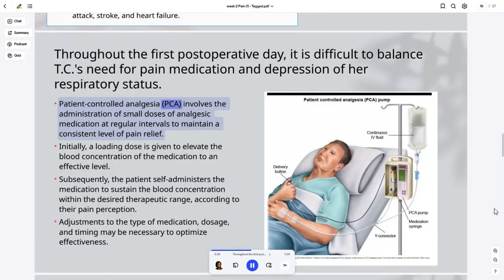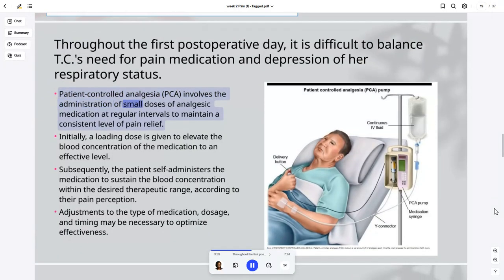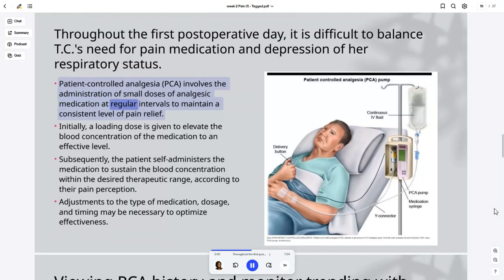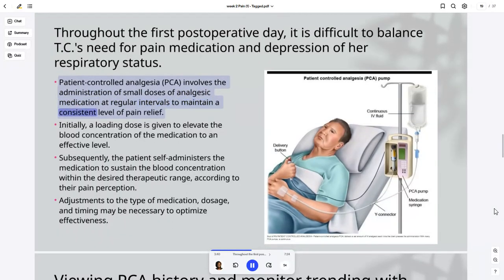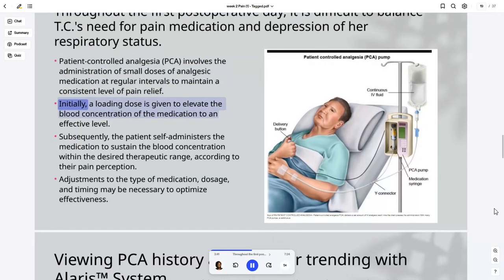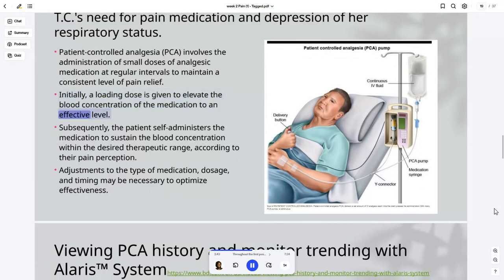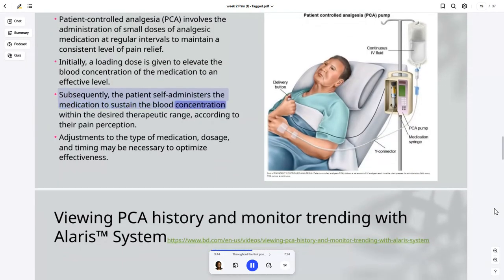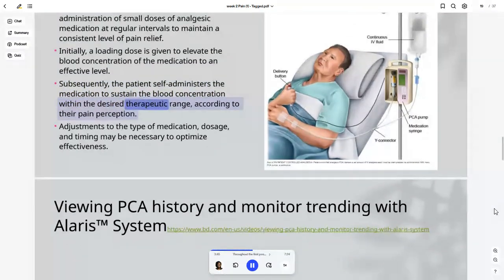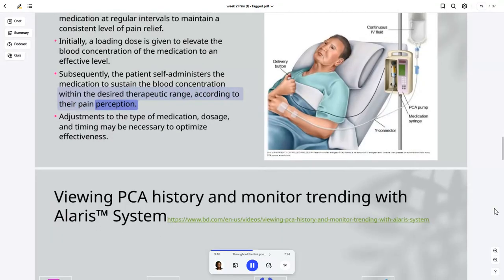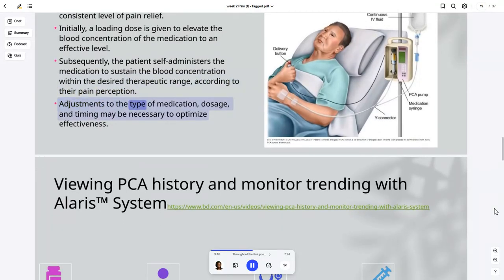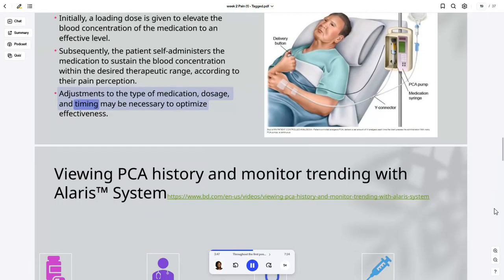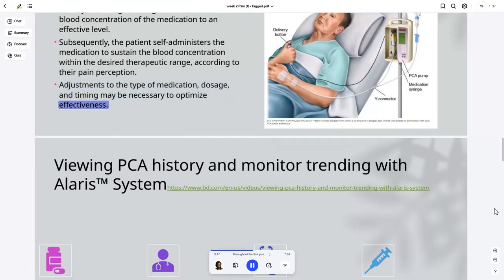Patient-controlled analgesia (PCA) involves the administration of small doses of analgesic medication at regular intervals to maintain a consistent level of pain relief. Initially, a loading dose is given to elevate the blood concentration of the medication to an effective level. Subsequently, the patient self-administers the medication to sustain the blood concentration within the desired therapeutic range according to their pain perception. Adjustments to the type of medication, dosage, and timing may be necessary to optimize effectiveness.